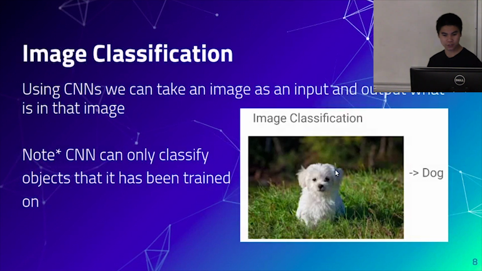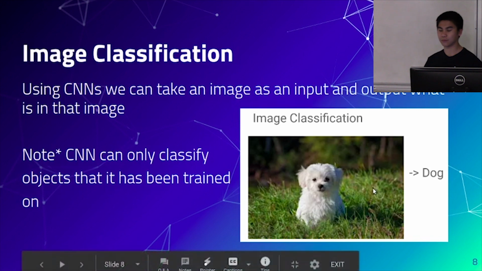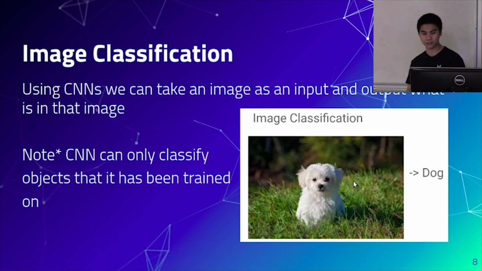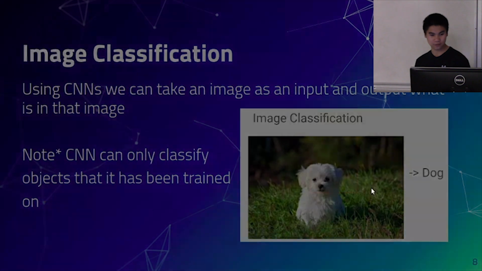So image classification: basically you take in an image and the goal is for your model to tell you what that image was. So if there was a picture of a dog, it can output dog, right? Convolutional neural networks can only detect stuff that they have been trained on. You can't detect grass or something in this picture.